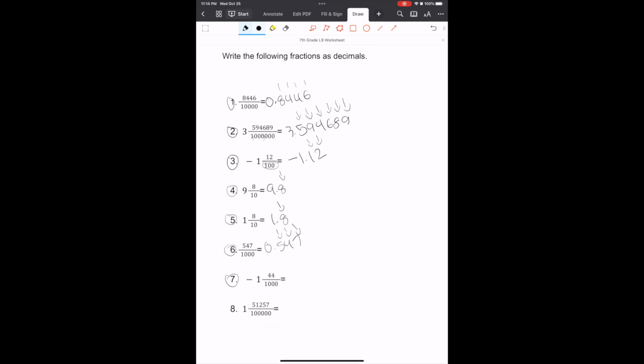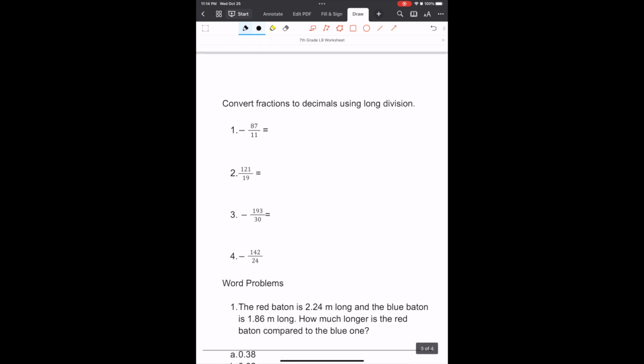Number 7, this would just be negative 1.044. And why is that? Because this is 44 to the thousandth. Not 400. If it was 440, then it would be 1.44. But since it's 44 to the thousandth, it'd be negative 1.044. Finally, number 8, this would just be 1.51257, because it's to the thousandth place. Well, pretty simple. Let's move on to the next one.